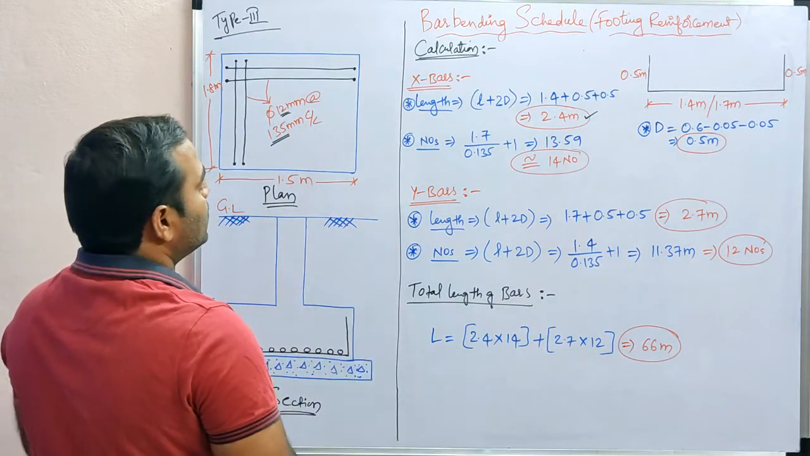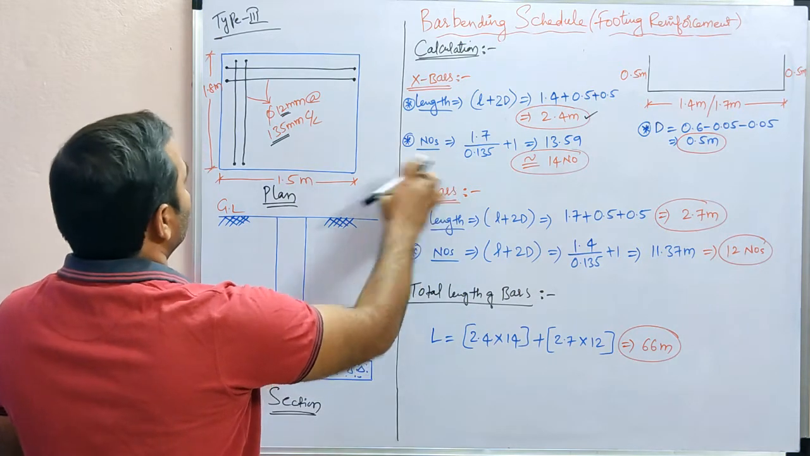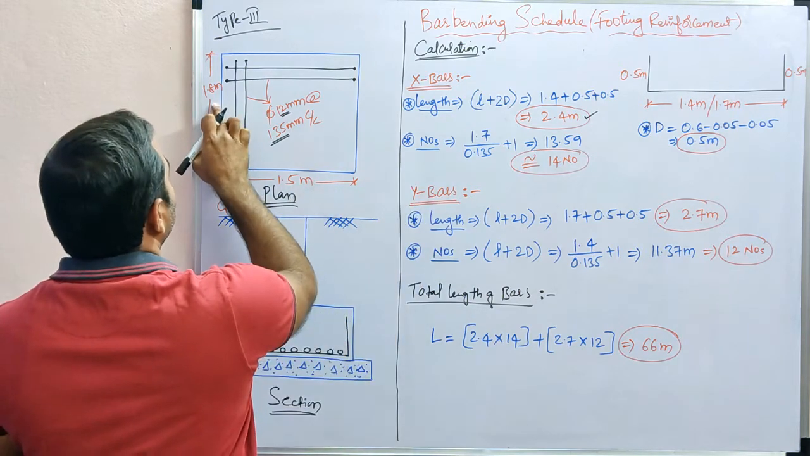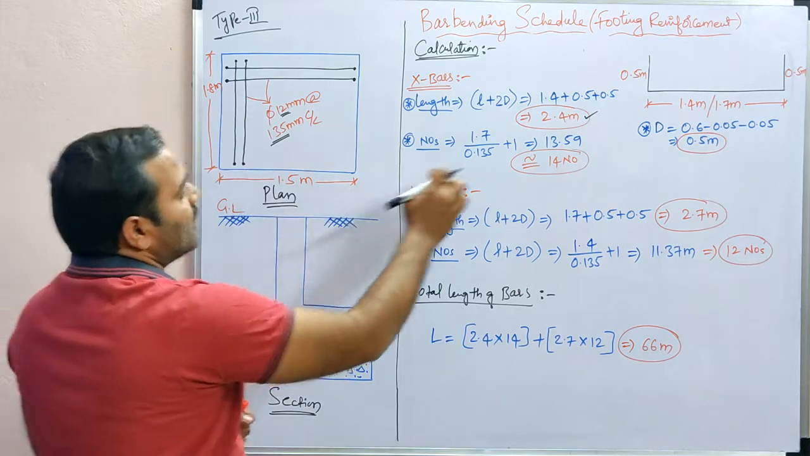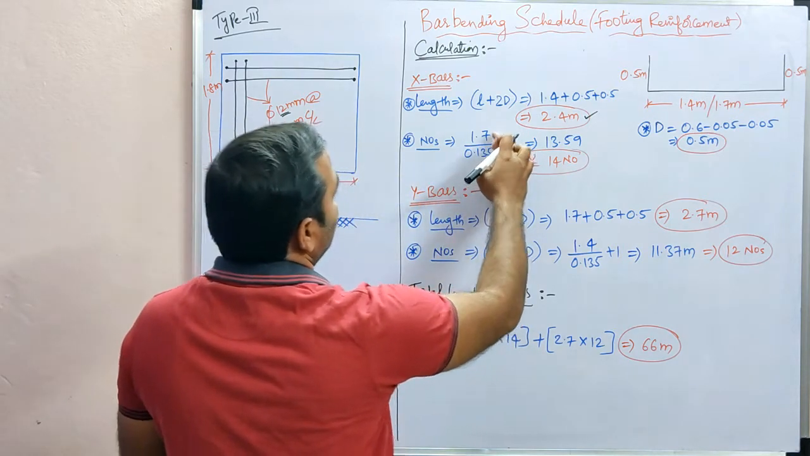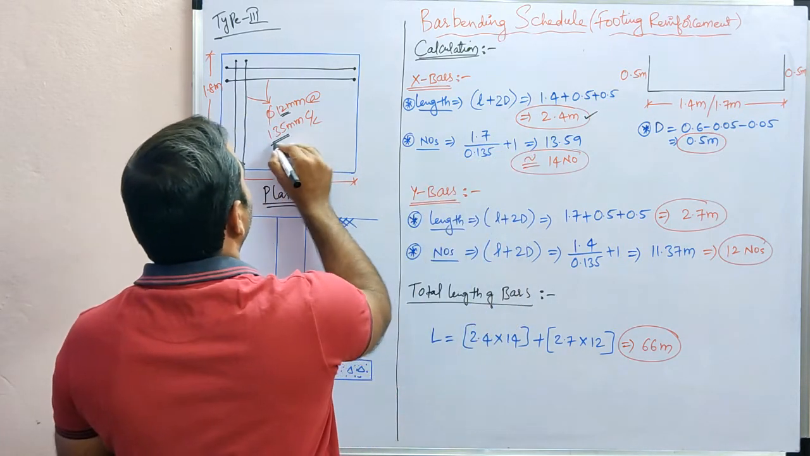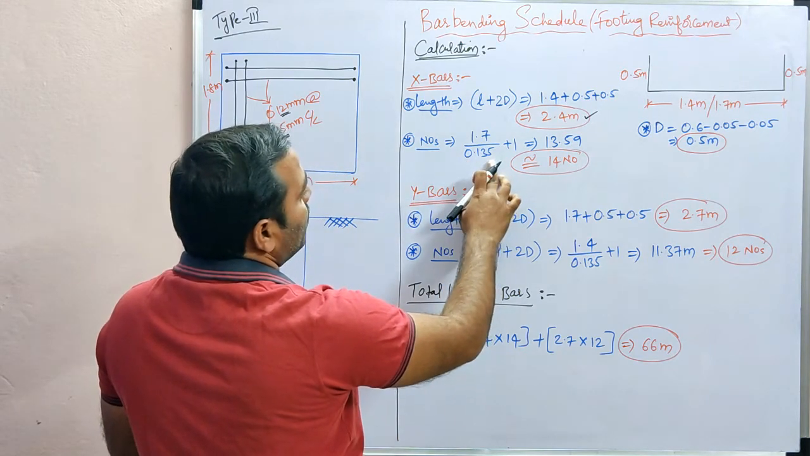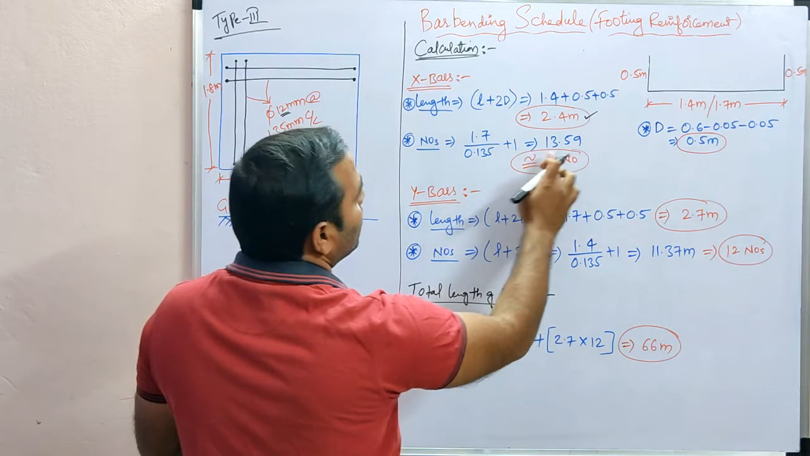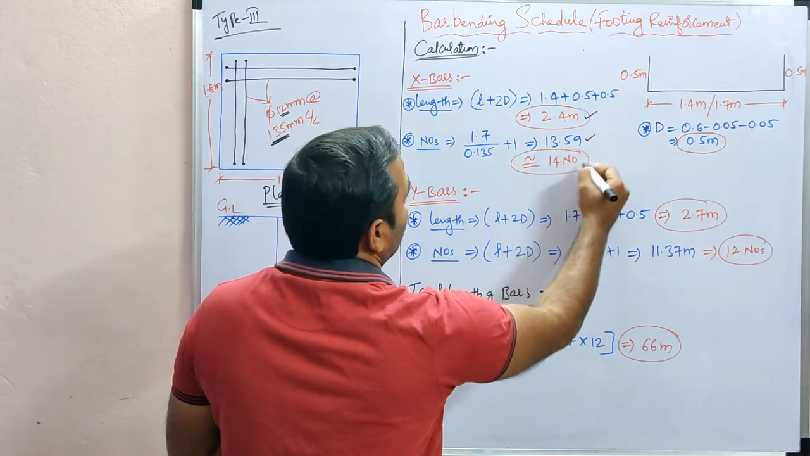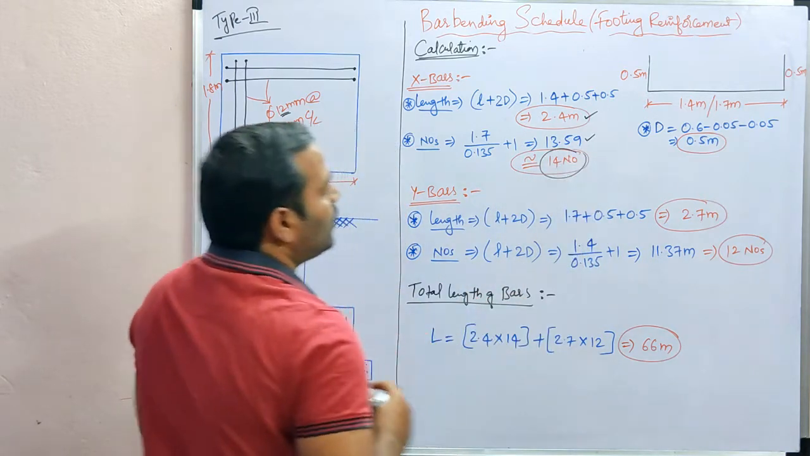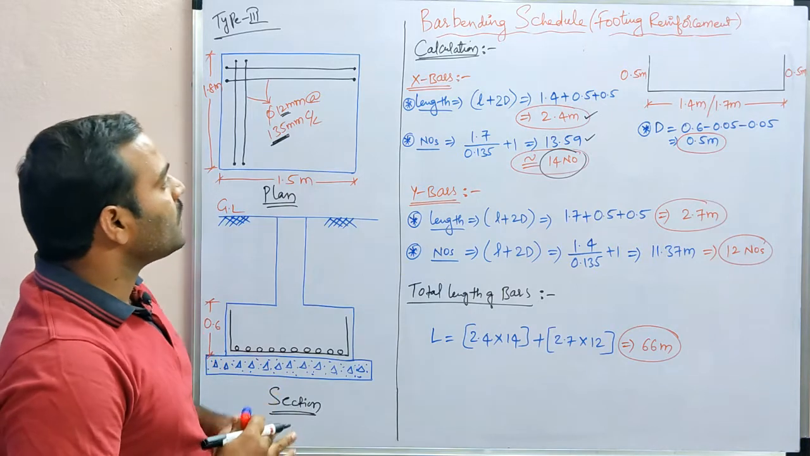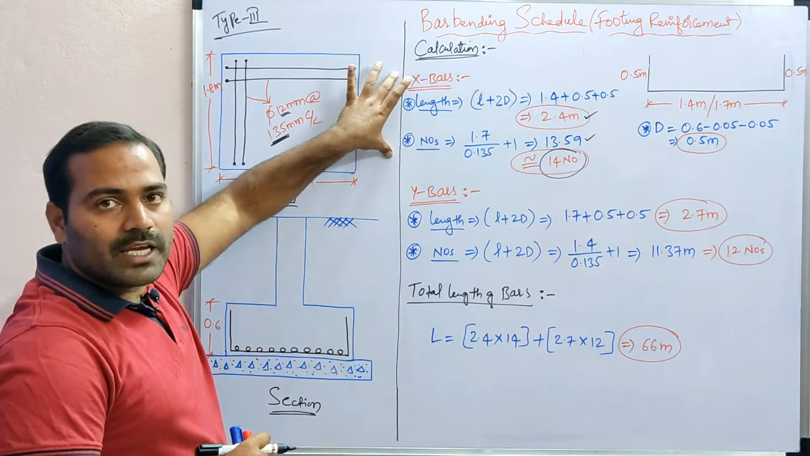Coming to numbers, as I told you, in the calculation of numbers we need to take the opposite dimension, that is this one. After deducting covers I got 1.7 meters divided by 0.135, this is the spacing we have taken, plus 1. So how much will I get? 13.59 numbers. Approximately I can take 14 numbers. So this is the calculation of x bars.